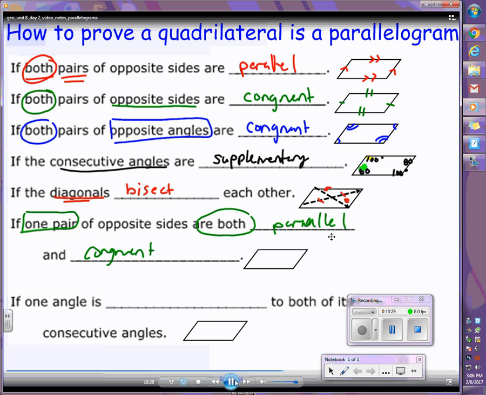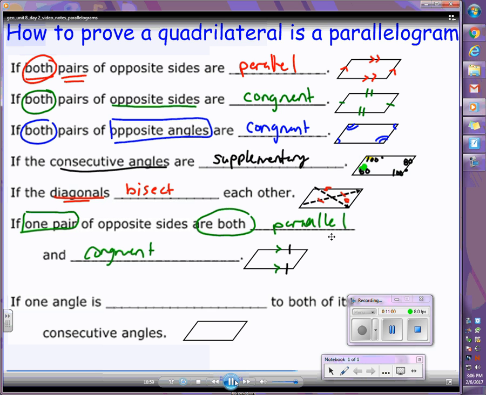So I'm going to take the two long sides and add my arrows representing parallel. And then I'm going to add tallies representing congruent. And at this point, it doesn't matter what my two short sides are. This is enough information to prove that this four-sided shape is a parallelogram.